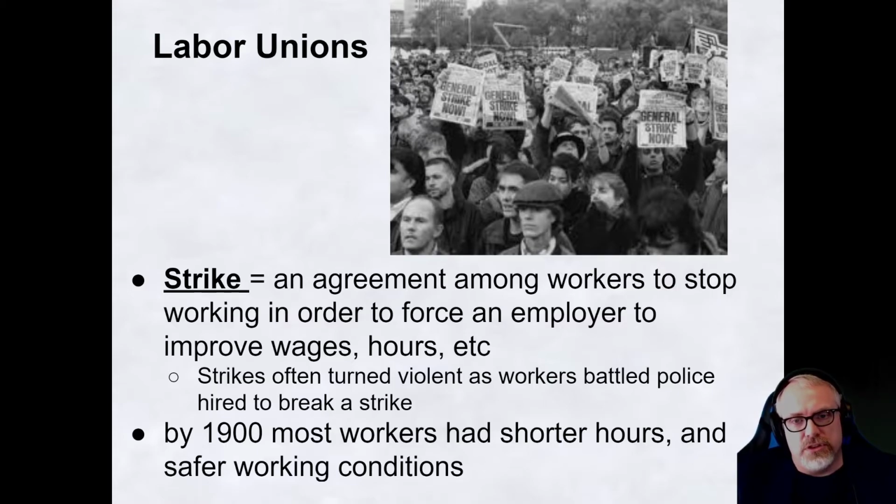So what would happen is you would go to work, you would be doing whatever it is that you're doing, and then someone would come in and blow a whistle, and that whistle was a signal to stop working, put down your tools, and leave. And then there would be an agreed upon time, say it's noon, and all throughout the city, whistles would blow and the workers would all stream out. And by 1900, most workers had shorter hours and safer working conditions because of the use of the strike.